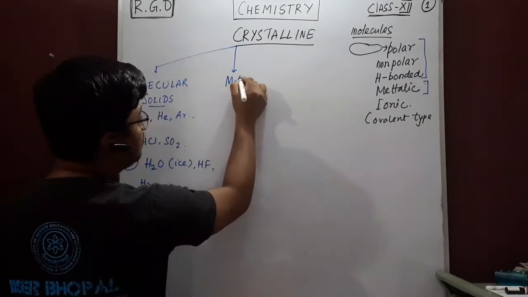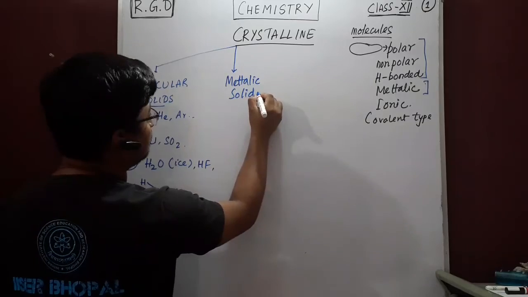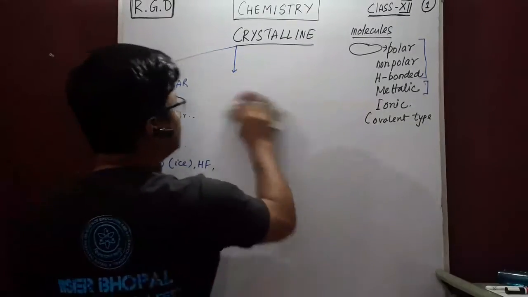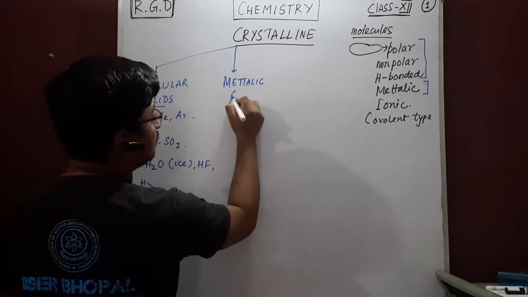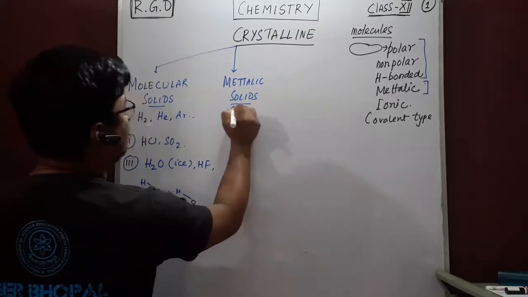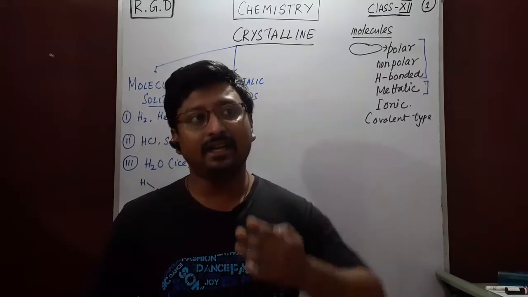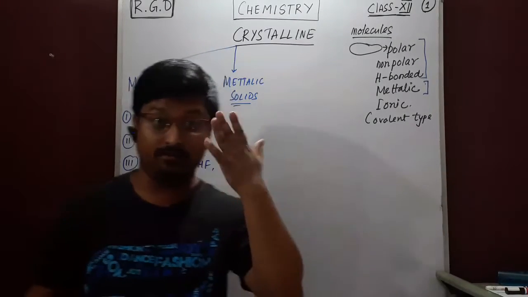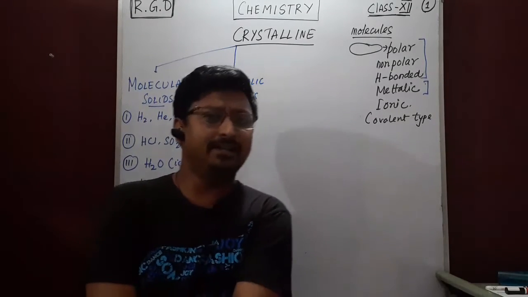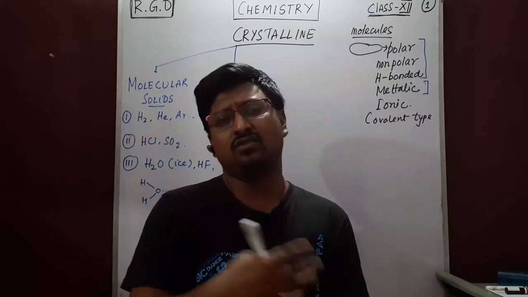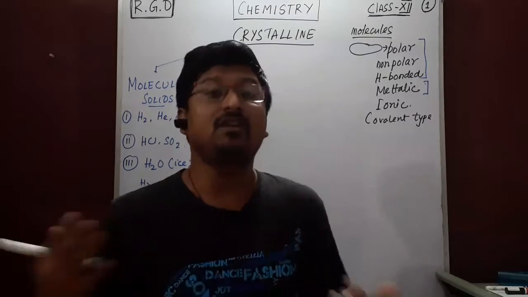So, metallic solids. In the case of metallic solids, it's very evident with one metal. If I say d-metal, maybe you don't know the details of d-metal chemistry. The d-metal may be charged or not charged, but it has a sea of electrons.